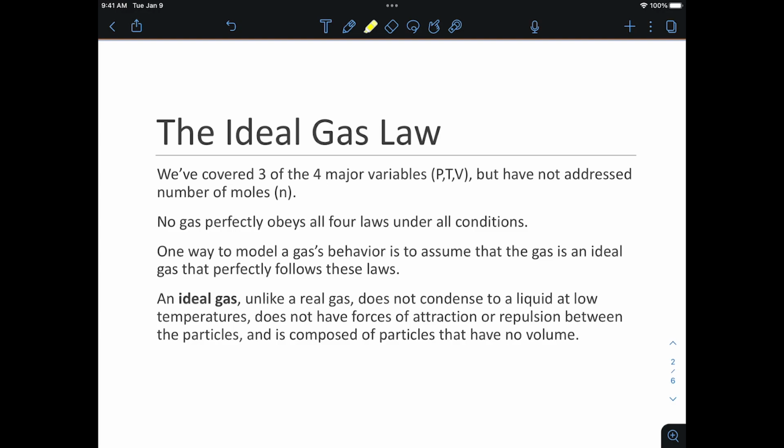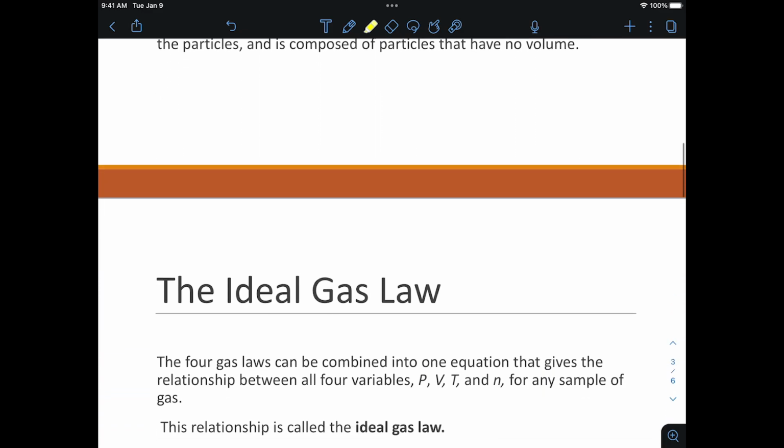So an ideal gas, unlike a real gas, does not condense to a liquid at low temperatures, does not have forces of attraction between the particles, and is composed of particles that have no volume. Again, none of that's true, but it gets us pretty close for how a gas behaves. So that's what we technically mean by ideal gas, if you're wondering.